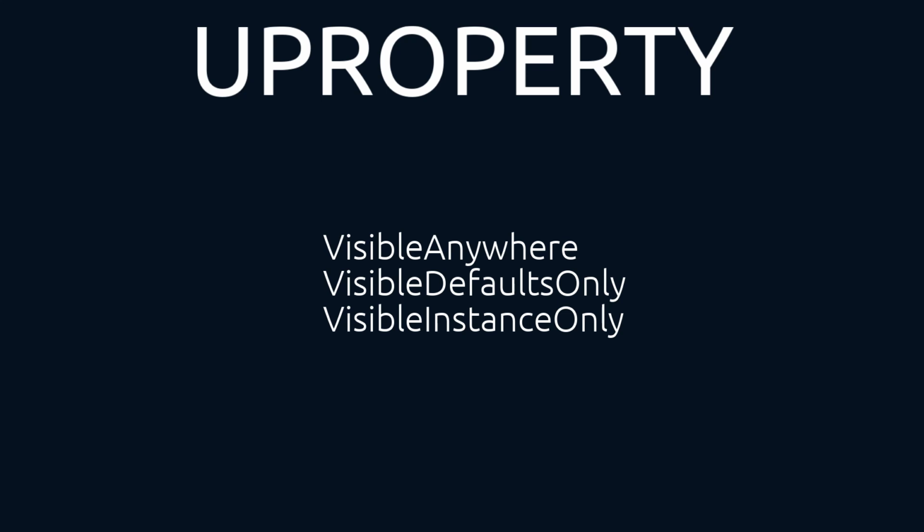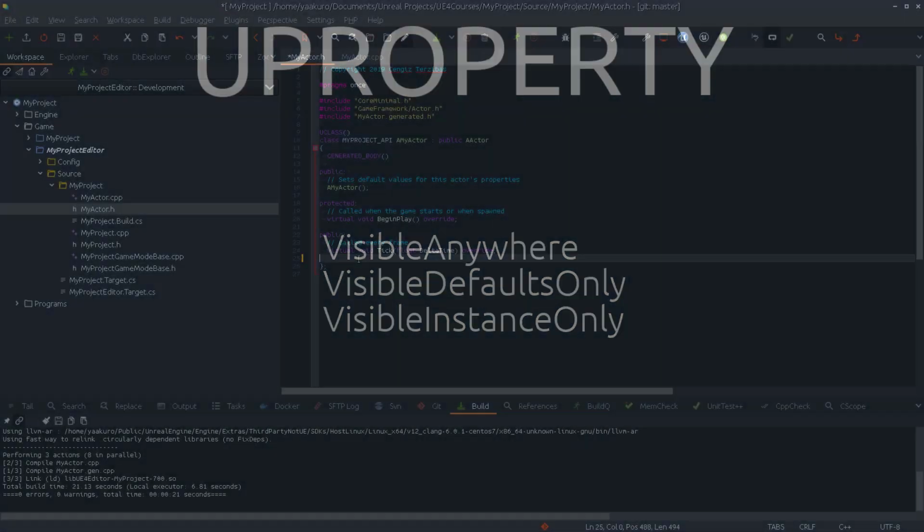But the main meaning of these visible specifiers, at least from my point of view, is in combination with components. And we will come into that. First, let's make an example.